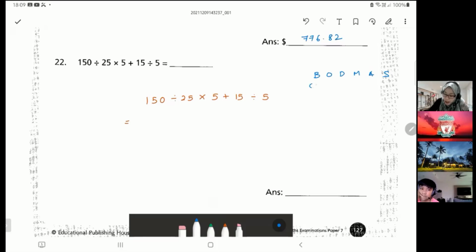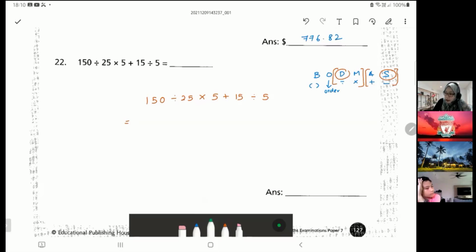BODMAS. This is bracket, order, division, multiplication, addition, subtraction. The order means if you have division and multiplication side by side, then whichever comes first, you do first. If your multiplication comes first, then you can do your multiplication first. However, if it is division and subtraction, then definitely division must be done first. If they are side by side, the order says whatever comes first, do it first. That is what the order means.